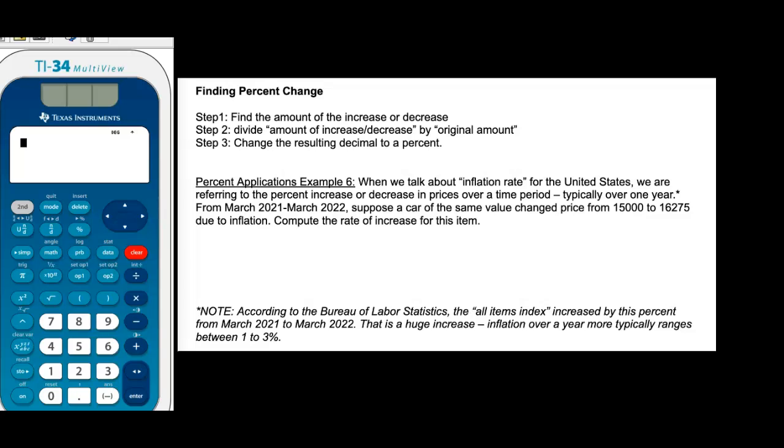In this video, we're going to talk about how to find percent change. And so that could be the change of an item increasing, or maybe an item decreases and we want to know the percent decrease. So it could be either or. And so we're going to look at inflation in this example.